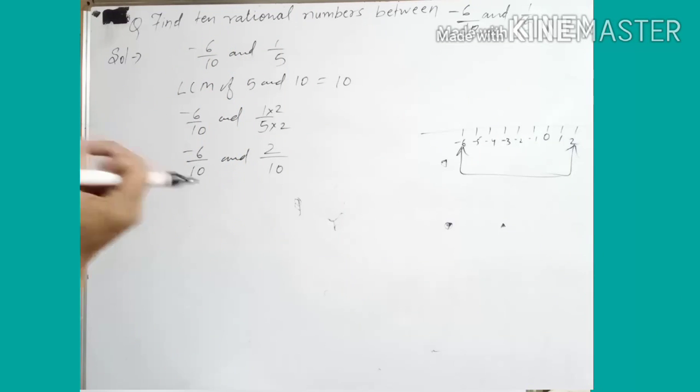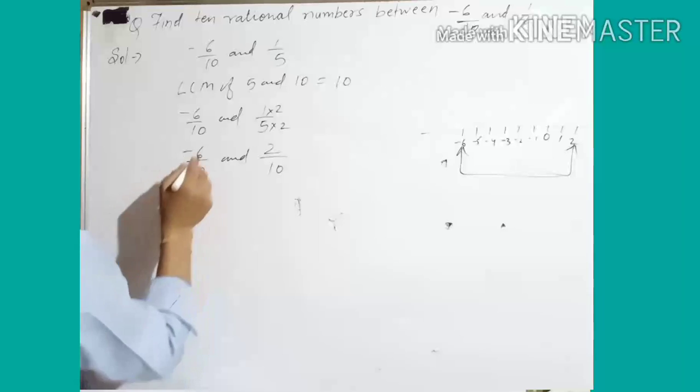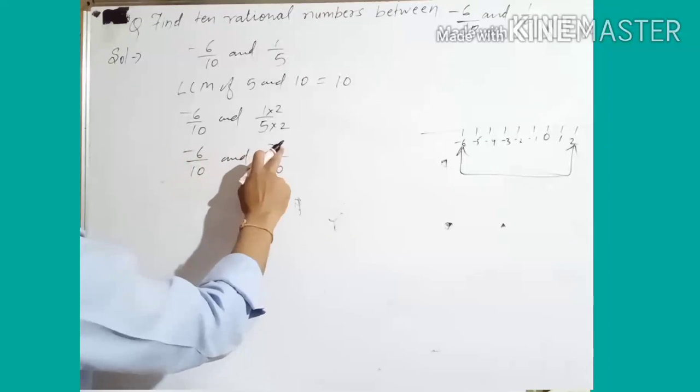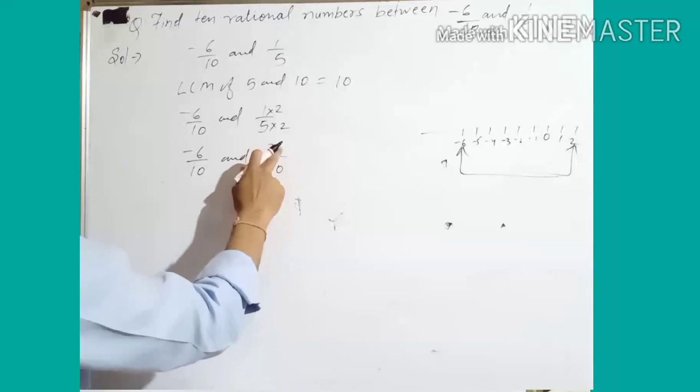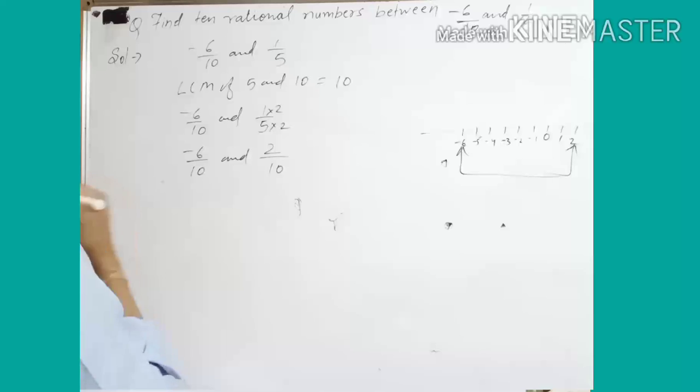Okay, we use the concept of 10. If we multiply, this minus 6 upon 10 can be written as multiplied by 10, that becomes minus 60 upon 100, and this 2 upon 10 multiplied by 10 becomes 20 upon 100. It becomes very easy to find the required rational numbers.